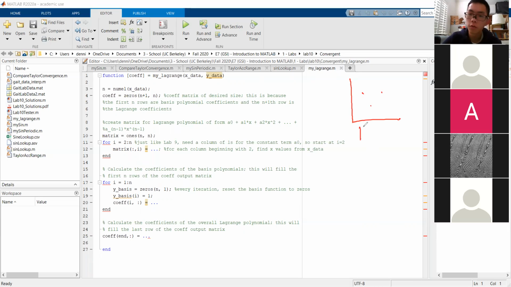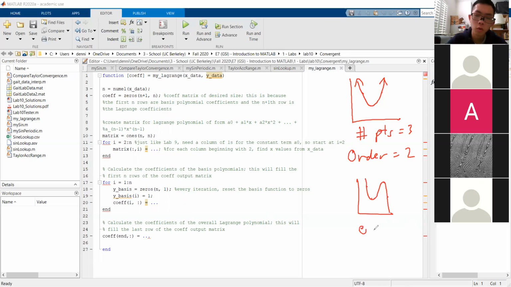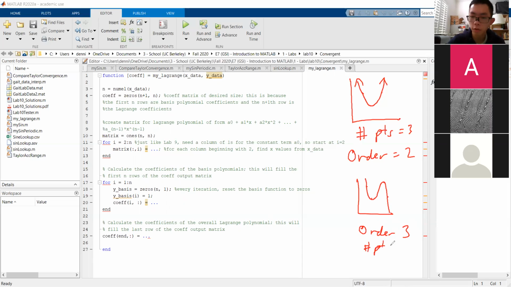You have 3 points. Number of points equals 3. The order polynomial we'll need is 2, aka 3 minus 1, because a parabola passes through that. That's the lowest degree that you'll need. If the number of points is 4, you'll need a cubic. So order 3. Number of points equals 4.